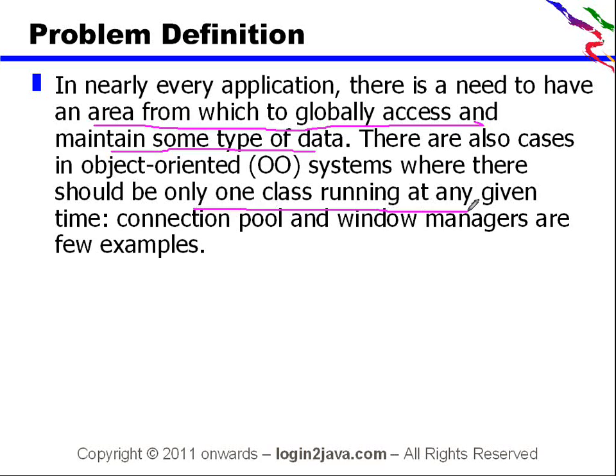If you just think of your programming, when you do programming, a connection pool is an example. You normally have a single connection pool throughout your application. Window manager, only a single window manager is used in any of the application. Are a few examples.